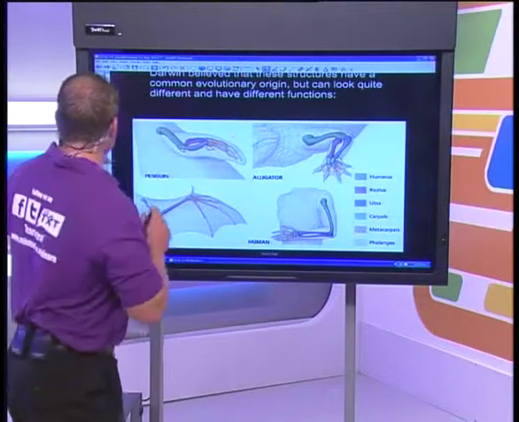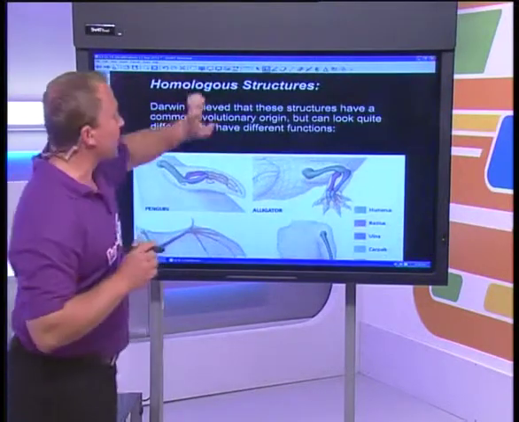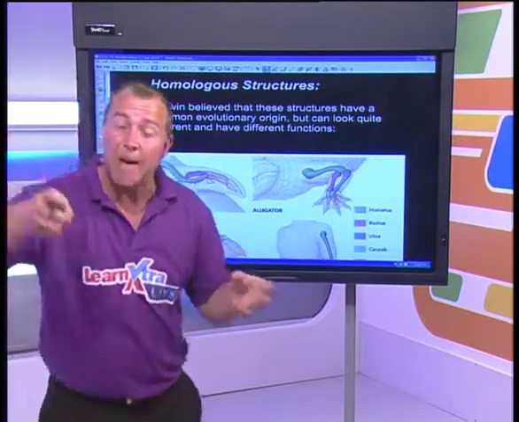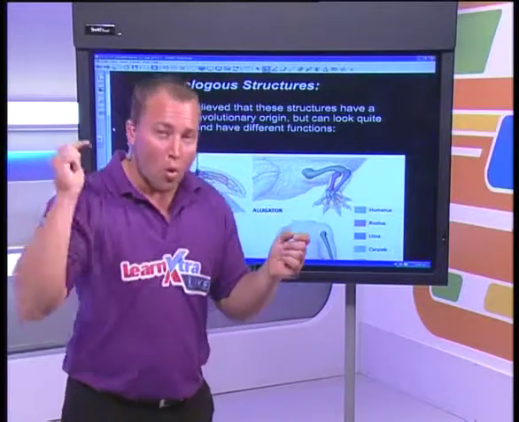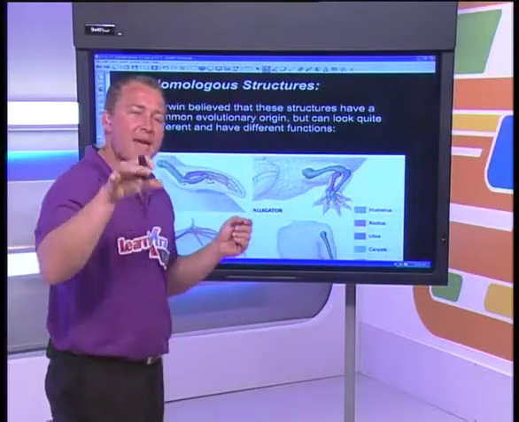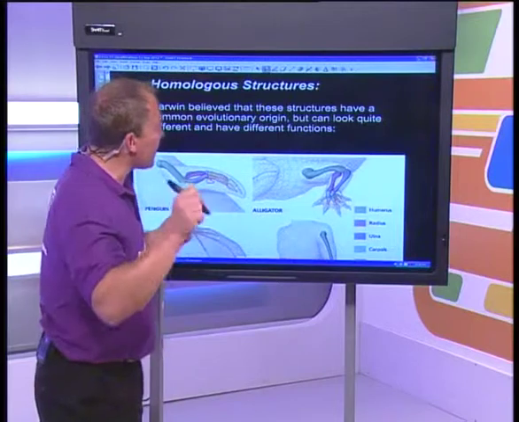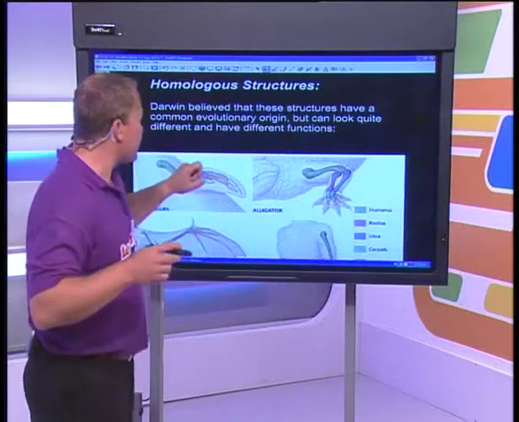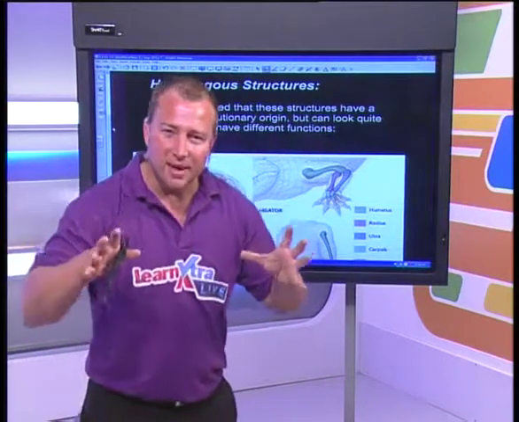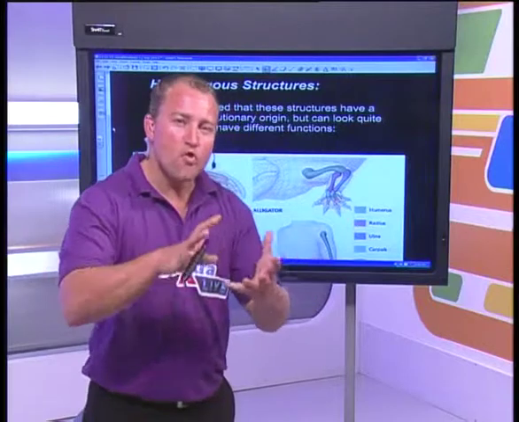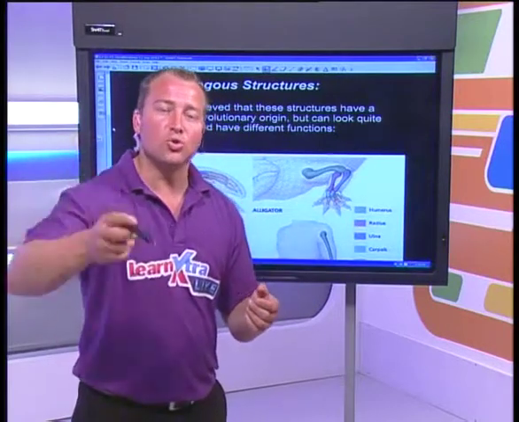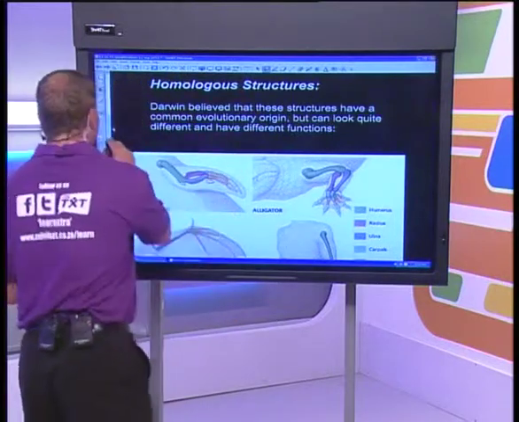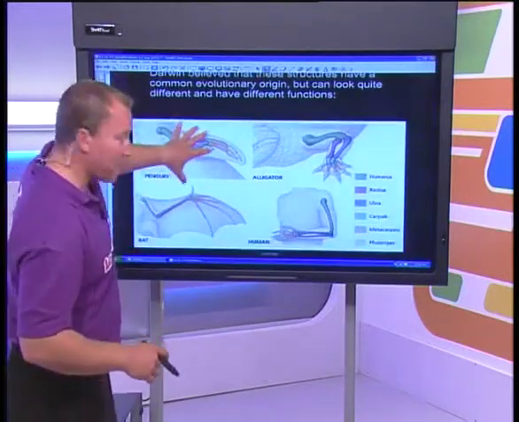I'm not saying a word because I'll get into trouble. Now, if you have a look at it, I said up there, Darwin believes that the structures have a common evolutionary origin. In other words, they come from the same place. Always remember that. They come from the same ancestor. Ancestor is very important. They can look quite similar, they can look a bit different, as long as they have roughly the same things, they're there to do different functions. Very important, different functions.